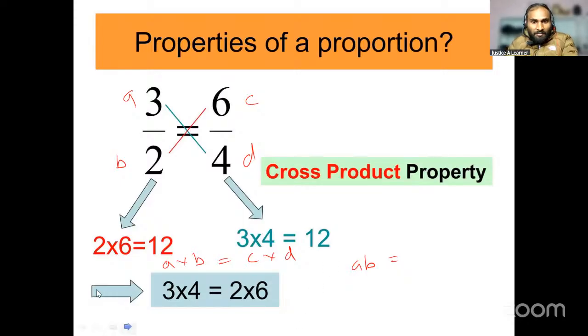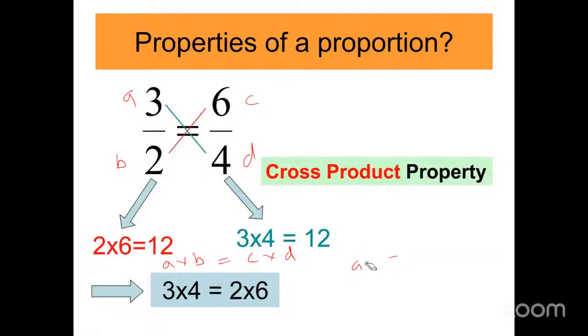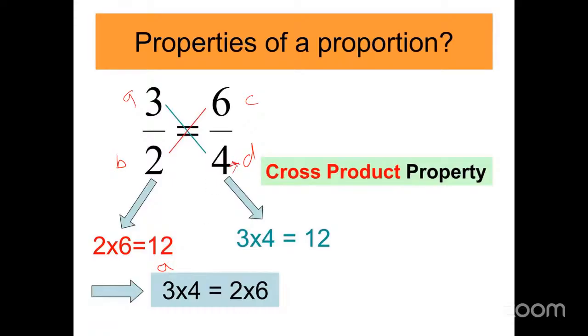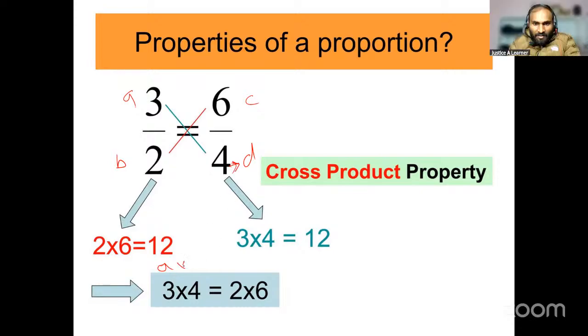It's wrong. What mistake have I done? You've written times when it's actually divided. So this A is 3, right? A is 3. And this 4 is how much? 4 is D. So I would write A multiplied with D, equal to 2 is what?